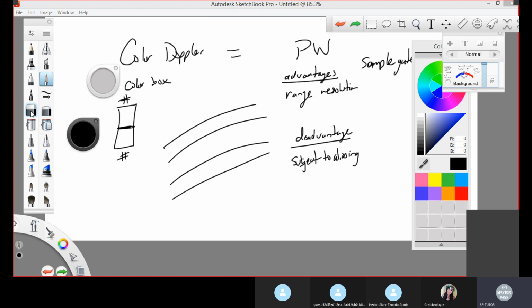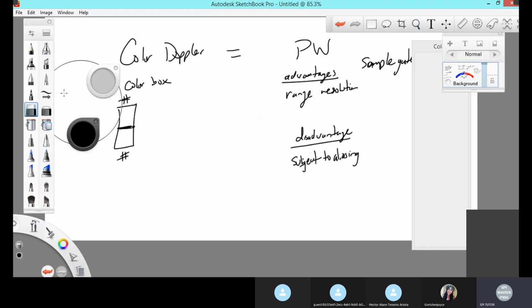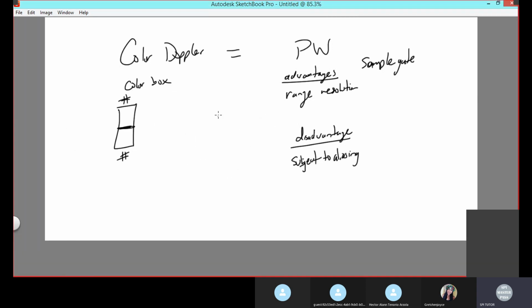Okay, I just thought about an example. So time to redeem myself. So imagine that you have a vessel like this, okay? And when you have a vessel like this that's tortuous, that curves and turns, there's going to be aliasing somewhere, okay? Now, you can start putting a pulse wave everywhere to try to find aliasing, and you can put a continuous wave somewhere to try to fix it.